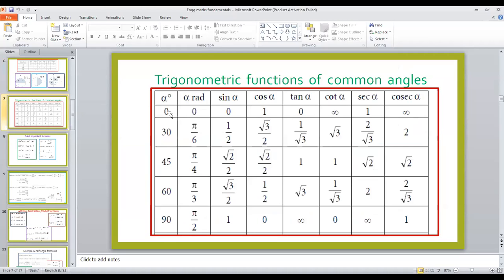So the angle is what? 0. So alpha raised to 0 means it is in degree, and alpha in rad means the angle is in radian. So we have the degree and radian. 0 degree is 0 radian. 30 degree means how? Pi by 6 radian.